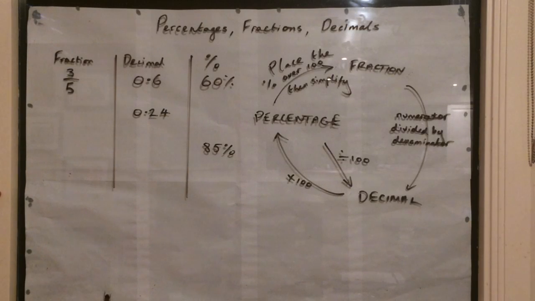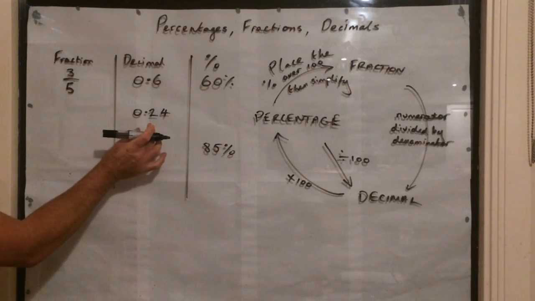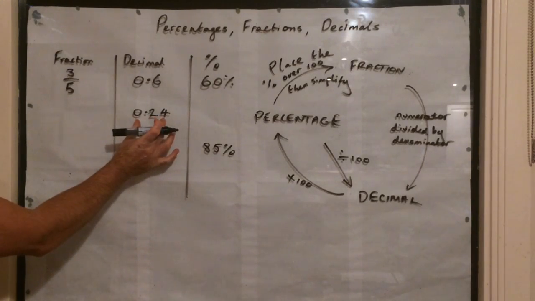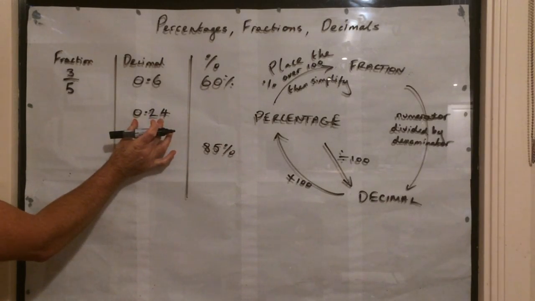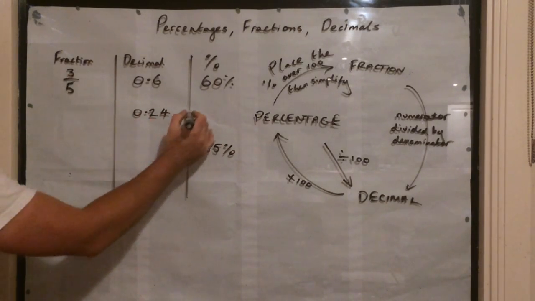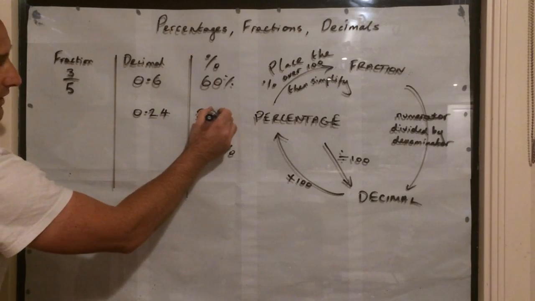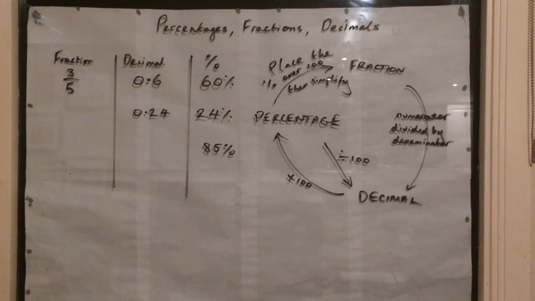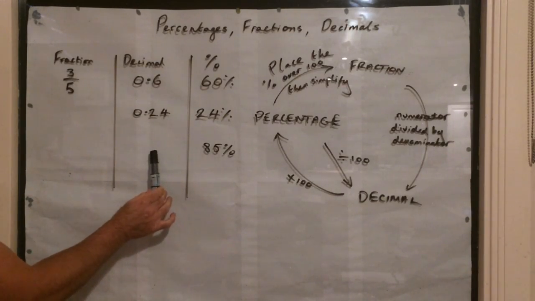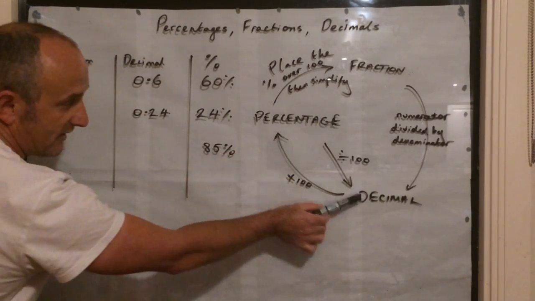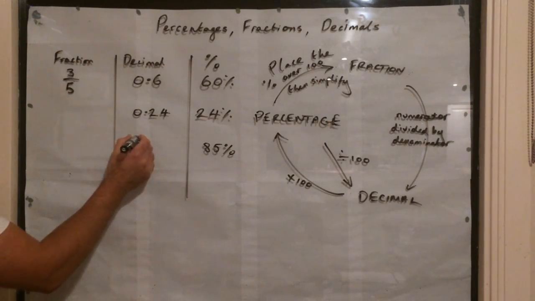Okay, so now we say, all right, so maybe how do we change the decimal into a percentage? Multiply it by 100. So we can multiply this by 100, so that's going to give us 24%. How do we change a percentage back to a decimal? A percentage to a decimal, we divide by 100.